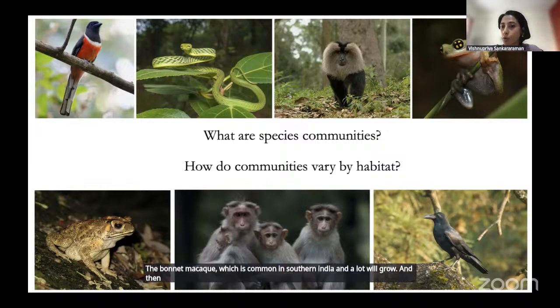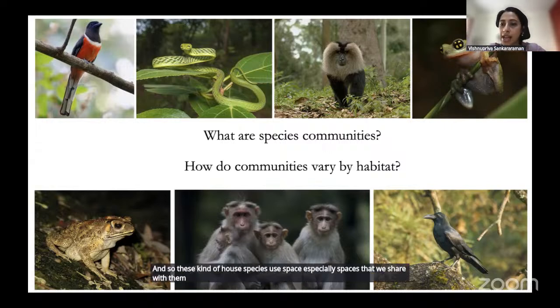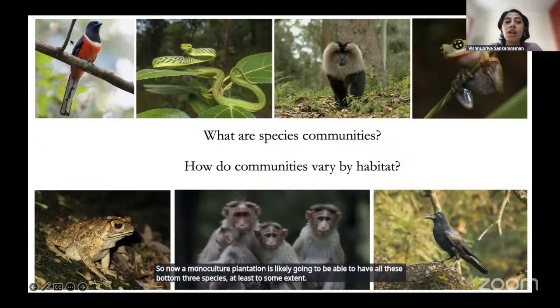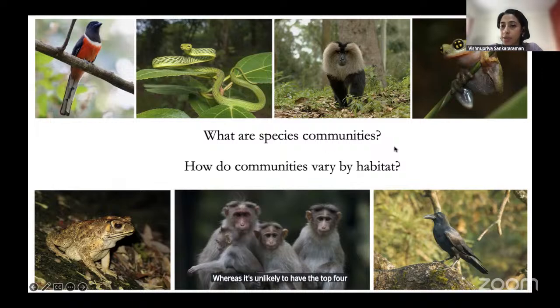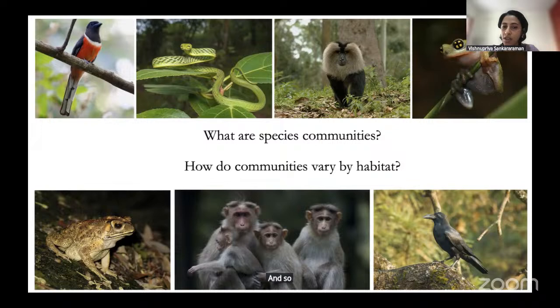And then in the top are more habitat specialist species. These are species that you will find in forests or in areas where they need very specific kinds of habitats, right? And so how species use space, especially spaces that we share with them, will depend on what that landscape is able to provide. So a monoculture plantation is likely going to be able to have all these bottom three species, at least to some extent. Whereas it's unlikely to have the top four species, right? Because they are habitat specialists. So the more intensely we use a landscape, the less likely it is to have specialized species and more likely to have generalized species. And so species communities vary by habitat, by land use, and the way we manage them.